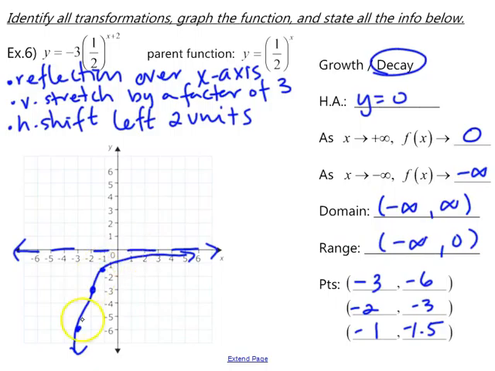The domain, we will have all values of x and y to the left and right. Since our graph goes down forever, our range, the lowest value, will be -infinity. And then for the highest value, it gets closer and closer to 0, but it doesn't reach there. So we're going to say our range goes up to 0, but not including it.